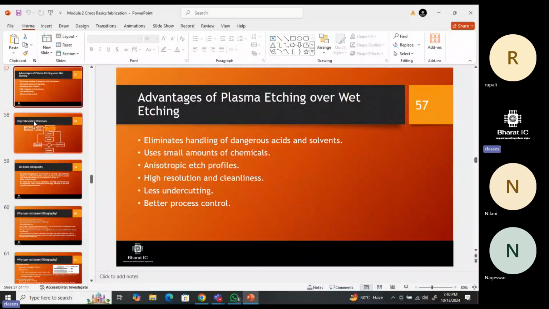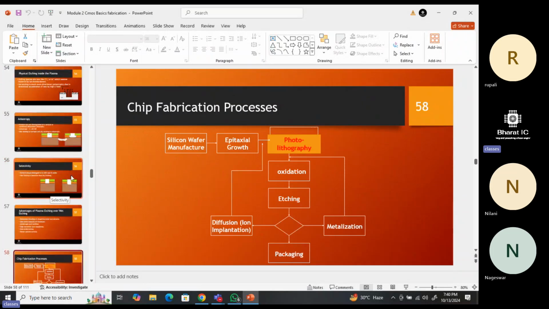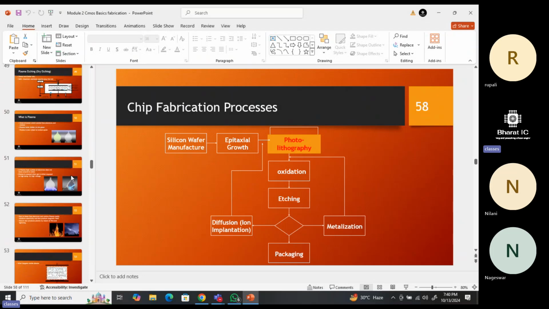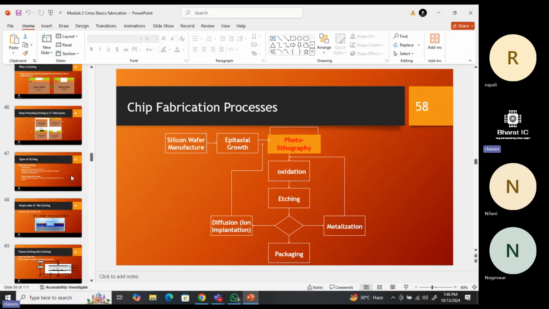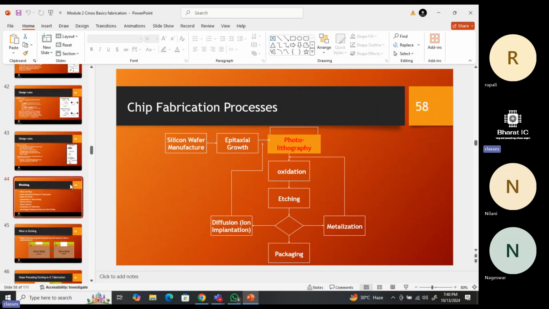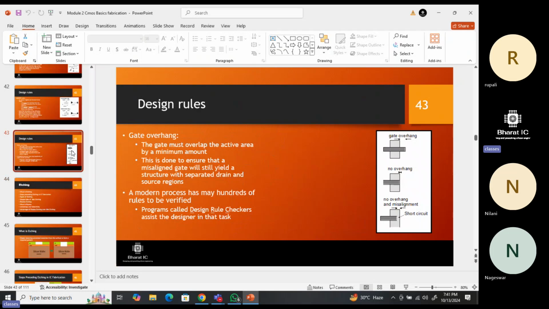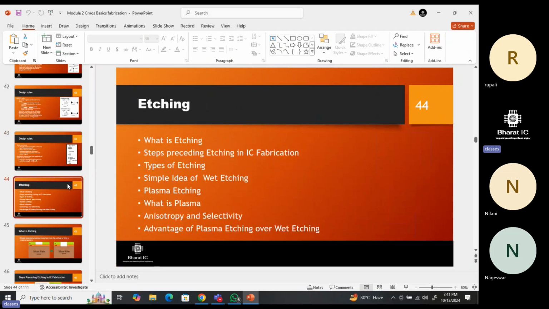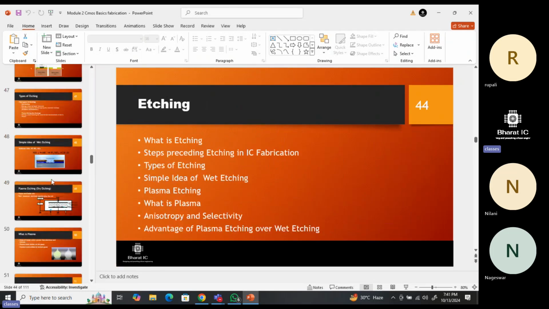I will be sharing the PPT later. I think I have shared the PPT up till roughly this part related to etching. I think it is not shared, so I will share it with you.